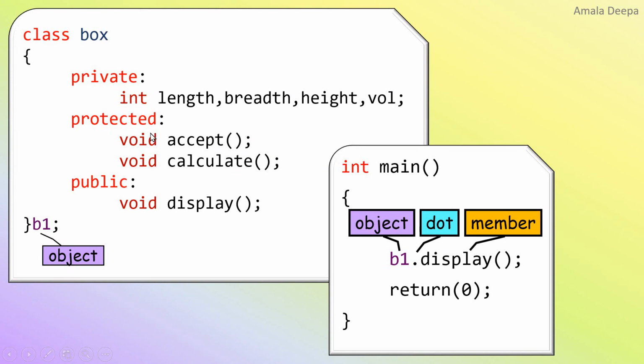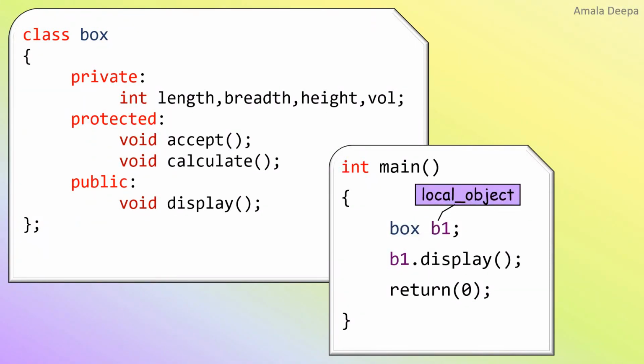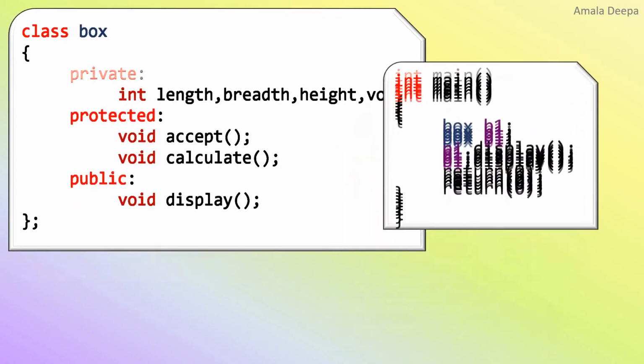What is the meaning of protected? The members under protected can be accessed only within the class and in the inherited class. That is, these members cannot be accessed in the main function. Only the display member function can be accessed under main because display is coming under public. Public means the members can be accessed from outside the class also. Next, let us see the differences between class and structure.